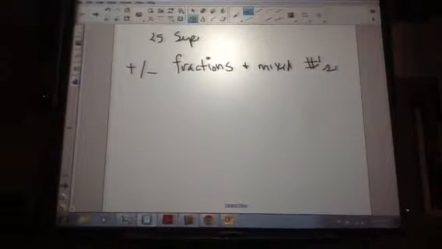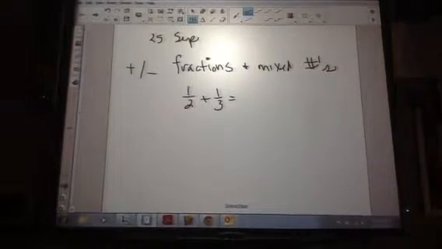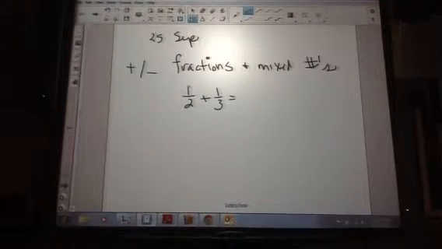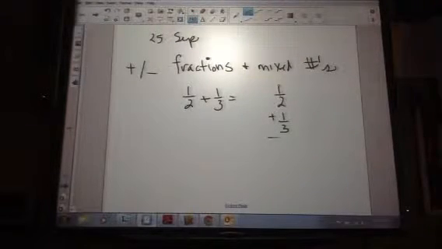All right, so let's just take an easy problem to start with. Let's just do 1/2 plus 1/3. Now, that problem is set up horizontally, and whenever I'm adding or subtracting, I like to immediately turn it into a vertical or an up and down problem. 1/2 plus 1/3.